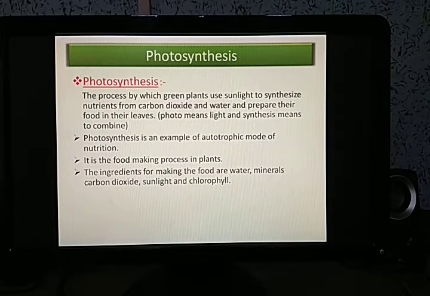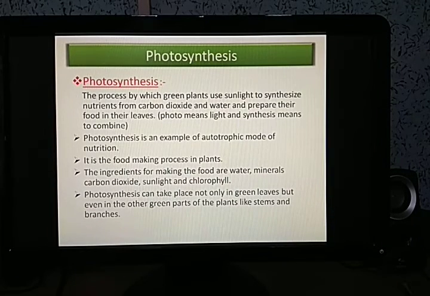Now for making food we need ingredients. So what are the ingredients required in photosynthesis? For making the food, the plants require water, minerals, carbon dioxide, sunlight and chlorophyll. Now photosynthesis not only takes place in the green leaves but even in the other green parts of the plants, like the stems or the branches. So I hope these points are very much clear to you. Now moving on.